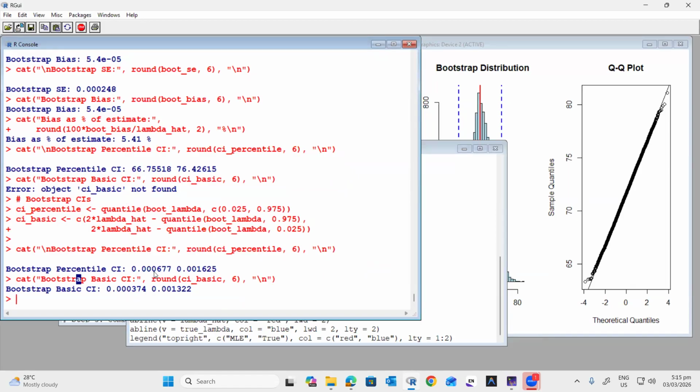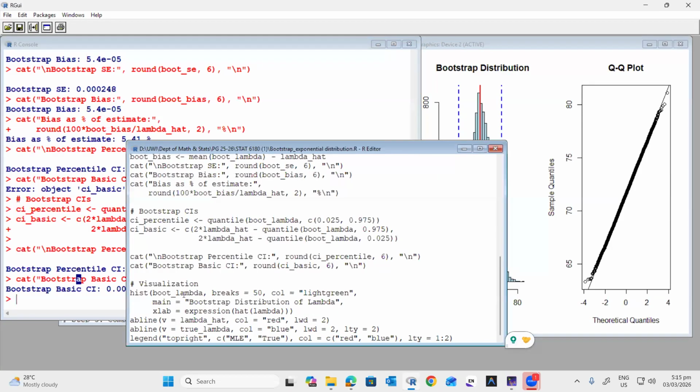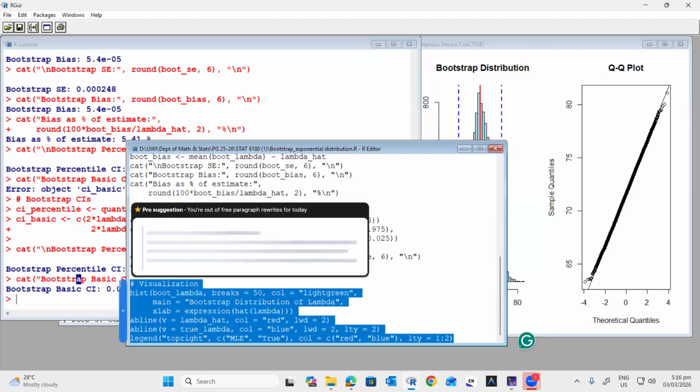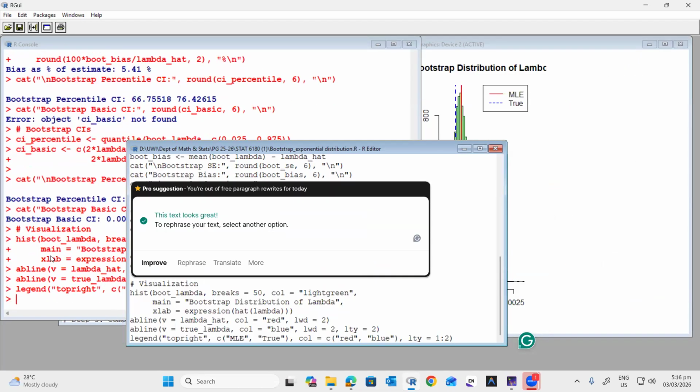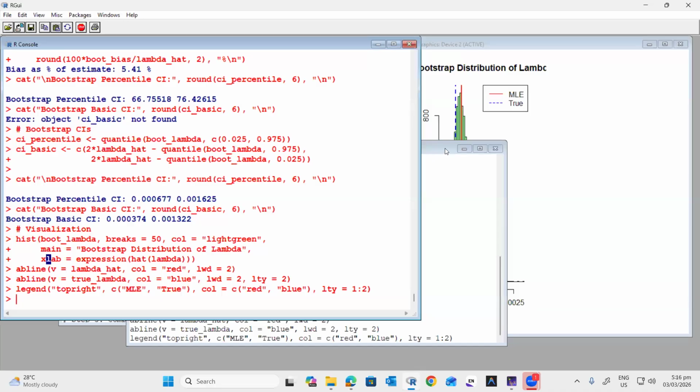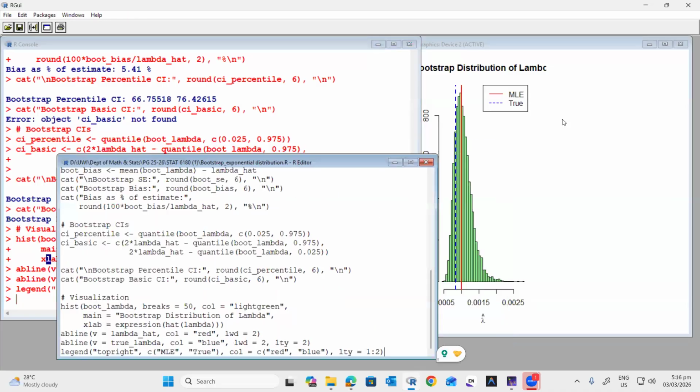So that is 0.000677, 0.001625, and for the basic confidence interval it is 0.000374, 0.001322. Those are the confidence intervals. So basically, the percentile confidence interval is what we mostly use in bootstrap. Okay, and this is the R.